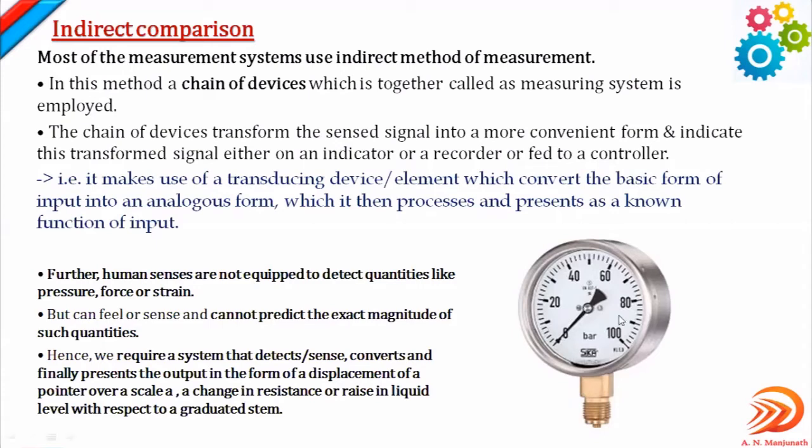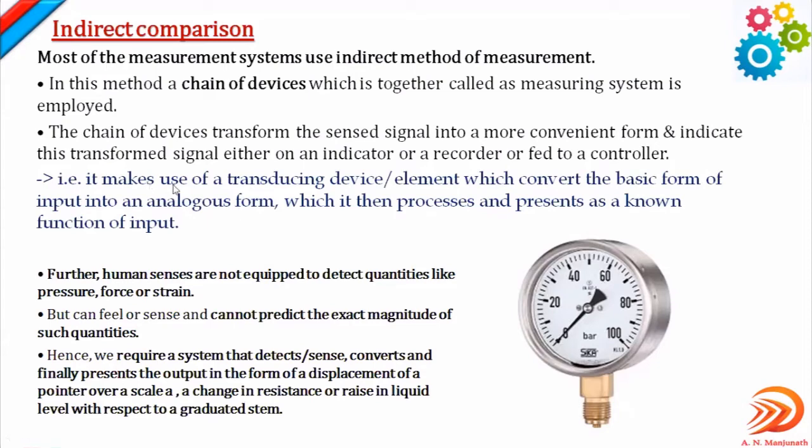You can observe here, this is the Bourdon tube pressure gauge. This is the device which is used to measure pressure. It also comes under this way of doing the measurement. There will be a signal which will be sensed. It will be enhanced, magnified to the required level, then displayed, so that it is easy for the operator to get the reading. A chain of devices or elements is involved. So this is what indirect comparison is.